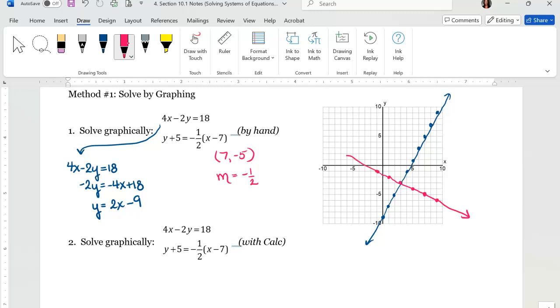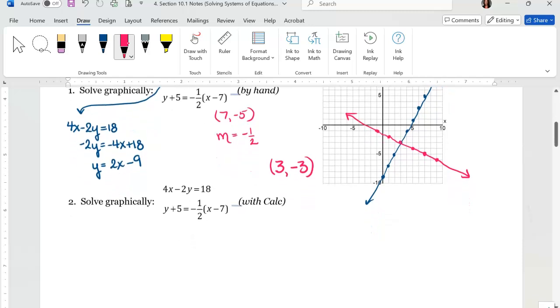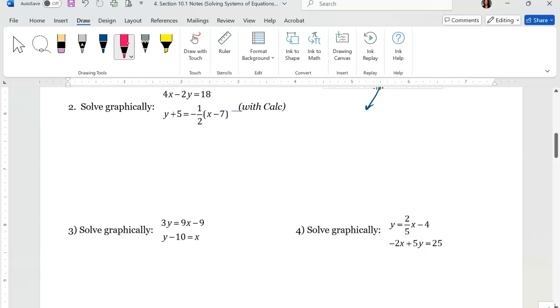The place where they cross each other then is that point right there at (3, -3). And if you were to take x equals 3 and y equals -3 and plug them into both equations, they would be a solution to both. All right, now I want to show you how to do this on your calculator. So we're actually going to use exactly the same equations. We already know what the intersection is, so this isn't really about finding the answer. This is about how to use your calculator.